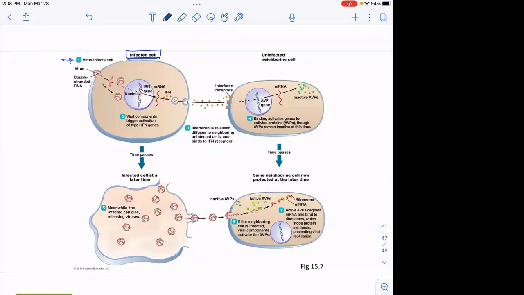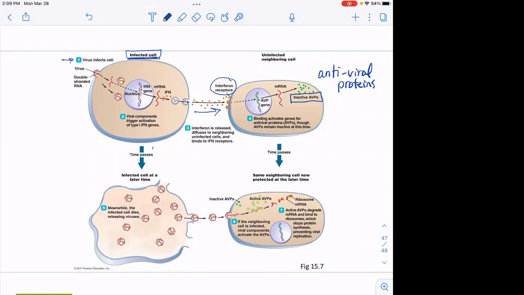So apparently there is some way that interferon may help that host cell. I don't really know the mechanism by which that happens, but primarily it acts on neighboring cells that have receptors for interferon. And it causes those neighboring cells to translate these inactive antiviral proteins, AVPs. Okay, and like I said, they're inactive at that point, but they're ready if they are necessary.